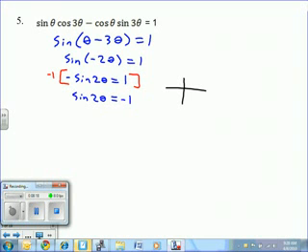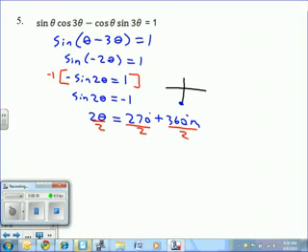So where is sine negative 1? Down here. Right, so that's 270. Correct? So you've got 2 theta equals 270 degrees plus 360n. Then all you have to do is divide everything by 2. Theta equals 135 degrees plus 180n.